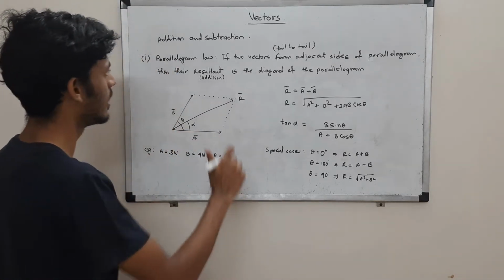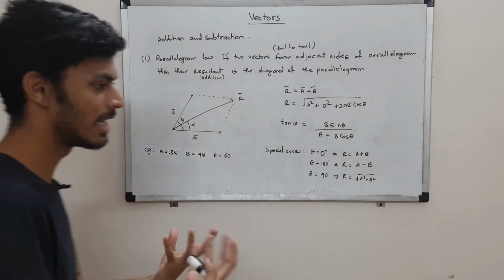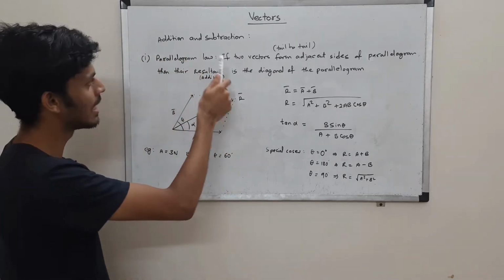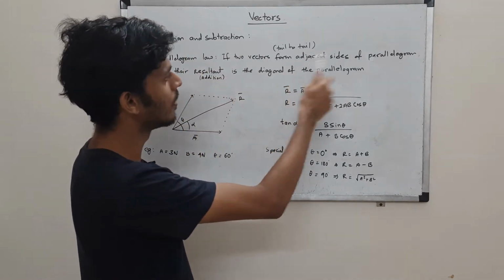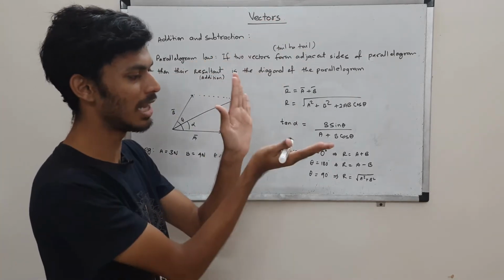Let's understand it now. The first law is the parallelogram law. This will give us the resultant, the addition of two vectors. The parallelogram law states that if two vectors form the adjacent sides of a parallelogram, the key point here is that they should be aligned tail to tail.